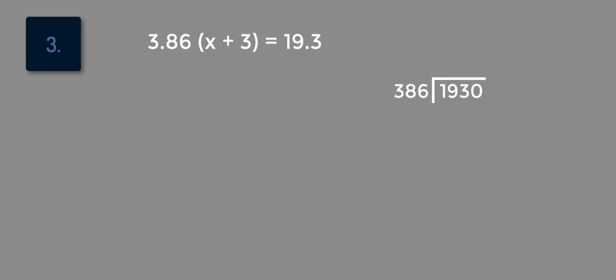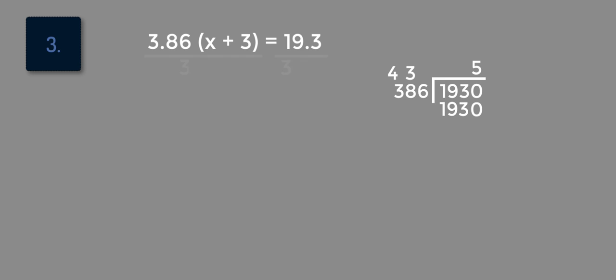So we'll go ahead and go a step above it and go up to 5. 6 times 5 is 30. 0 down, carry your 3. 8 times 5 is 40 plus the 3 is 43. So 3 down, carry your 4. 3 times 5 is 15, plus 4 is 19. So this just ends up being 19.3 divided by 3.86 ends up being 5.